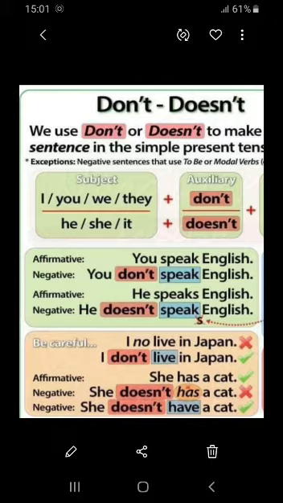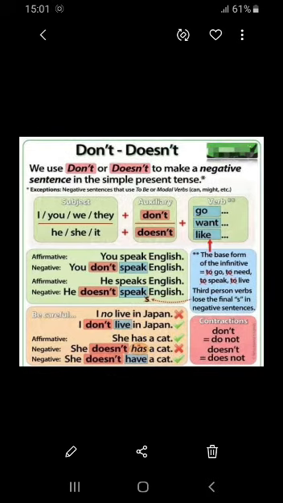Look at this sentence. She has a cat. This is an affirmative sentence. And look at the verb has. What is the infinitive verb has? Yes, it is have. So for have, for she, he, it, we say has. Can I say she doesn't has a cat? Of course no. I say she doesn't have a cat.